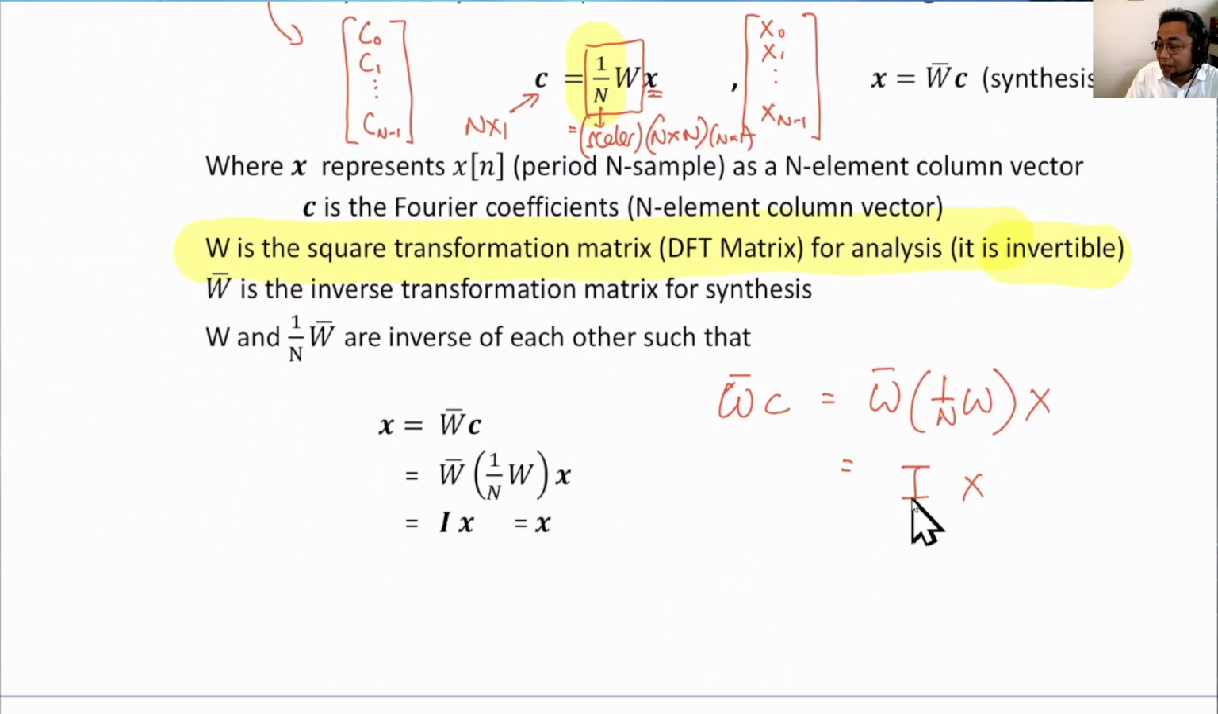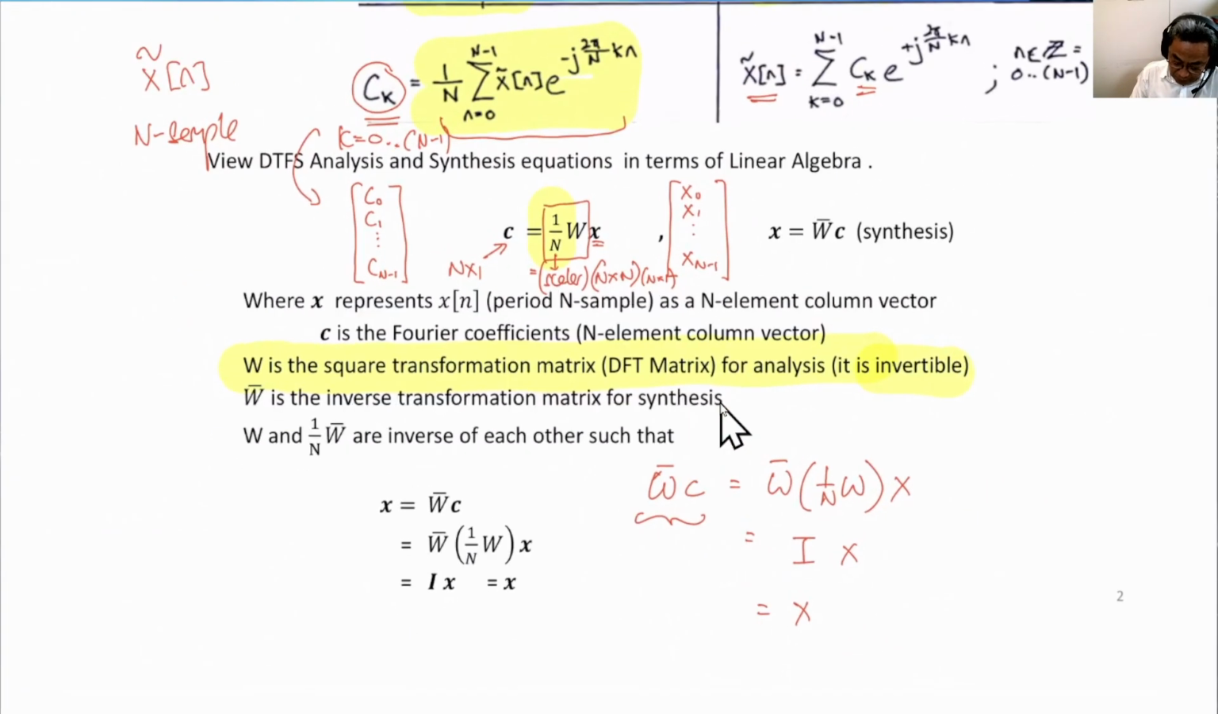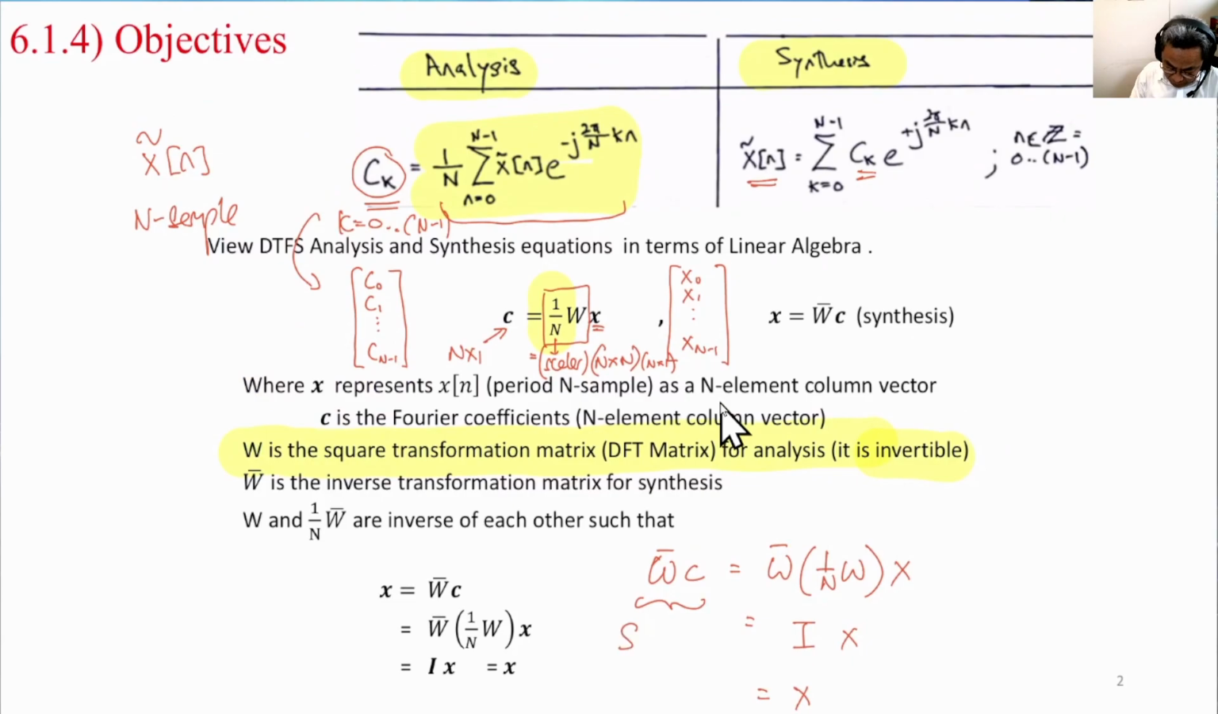And therefore, what is I? Which is the identity matrix, which leaves x. And therefore, now we construct x from W bar times C. And this actually is therefore the synthesis equation. And what are the elements of W bar? You'll realize that actually this already reveals the elements of the synthesis equation. C is this C, and therefore W bar is extracted from all these elements here.